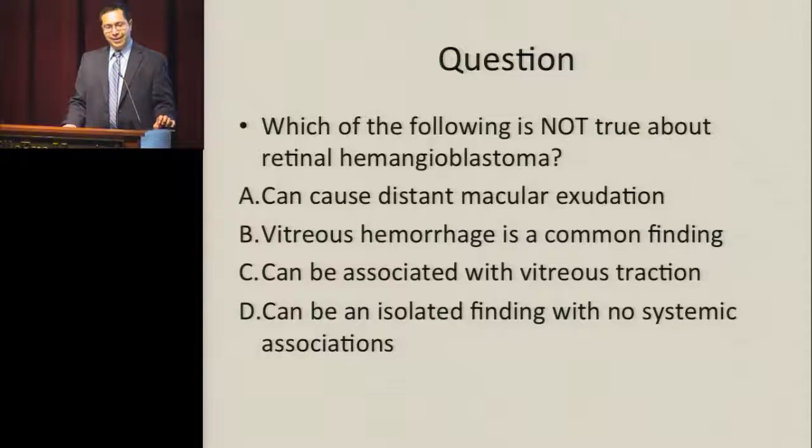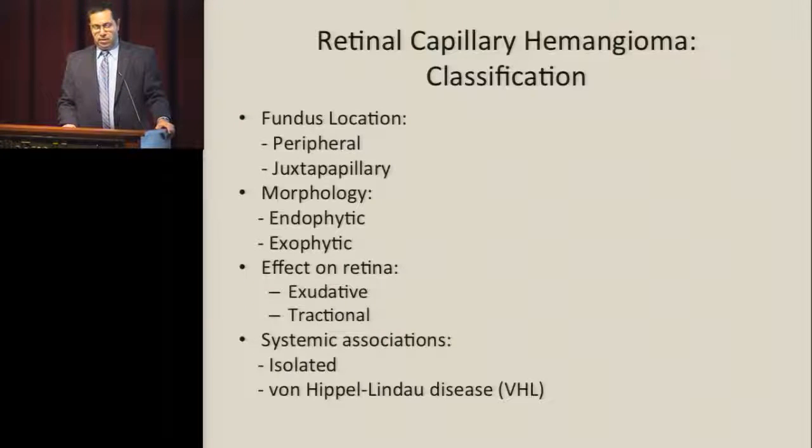Can cause distant macular exudation. Distant means that exudation is not around the tumor, but in the macula, away from the tumor. It can cause vitreous hemorrhage in the majority of cases, can be associated with vitreous traction, and can be an isolated finding with no systemic associations.